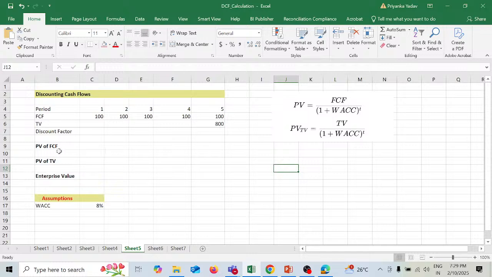For the formula of present value, you can find it over here. When you're calculating the present value of FCF, it is divided by 1 plus WACC raised to the power T, where T means the time period. For whichever year you want to do it, you can raise to that power. Similarly, for the present value of your terminal value, the terminal value would be divided by 1 plus WACC raised to the power T. Here we have to take the assumption of WACC, that is 8%. Let's first calculate the discount factor of all.